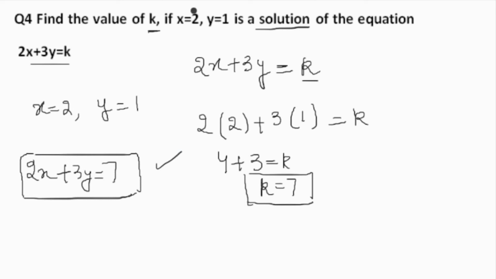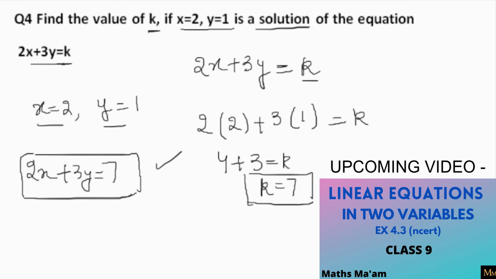If we are given the solution of an equation, we can find any constant term, here we have to find the constant term, which is c. So we can find it this way: by putting the values of the x and y, we can find the value of the constant term. And this was the last question of this exercise 4.2, and that's all from this video.